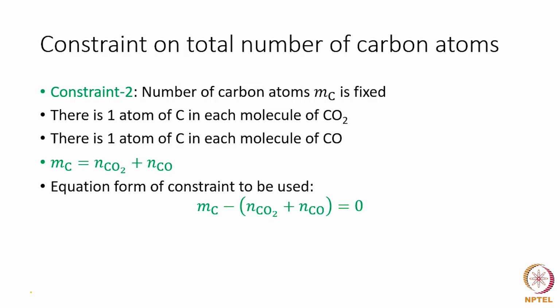So the equation form of the constraint, again like we have done for the oxygen, is written in the form that is typical of constrained optimization, namely taking the quantities on the right hand side to the left hand side and writing it in the form of an equation with the right hand side as only 0.